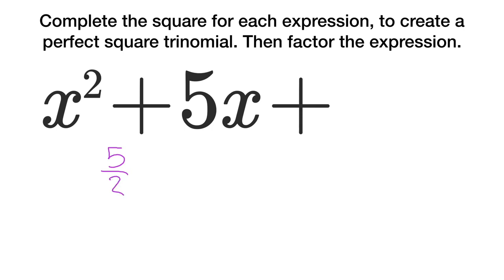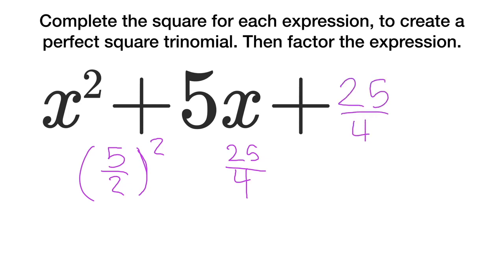So 5 divided by 2 is 2.5, but I would rather just leave it as the fraction, at which point we're going to square it. 5 over 2 squared becomes, well, you have to first square the numerator, so 5 squared is 25. Then square the denominator. 2 squared is 4. So this becomes 25 over 4. Now, whenever we actually factor it out, we end up getting x plus 5/2 squared. So that's our idea.